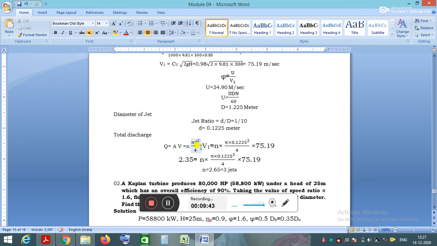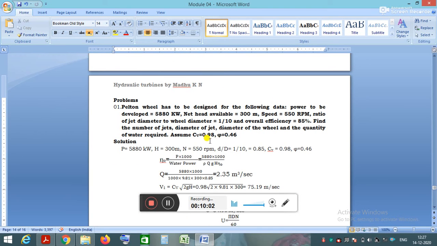Now we have found all the terms which are required to find the number of jets. Substituting the values of small d, V1 and Q, we can find the value of the number of jets, which is the only unknown. He also asks us to find the diameter of the jet, the diameter of the wheel, and the quantity of water required. Already we found these to find the number of jets.